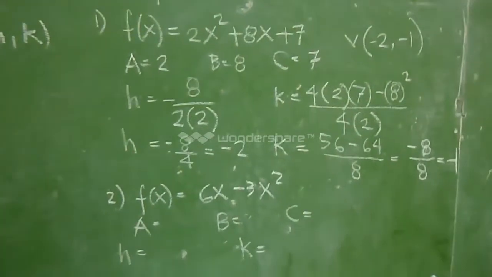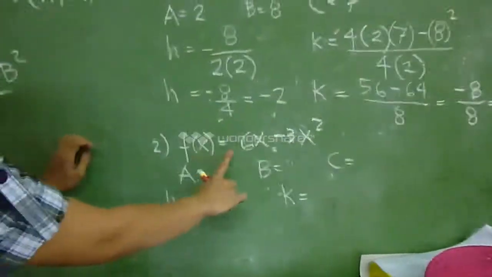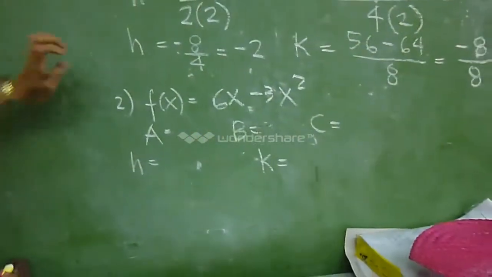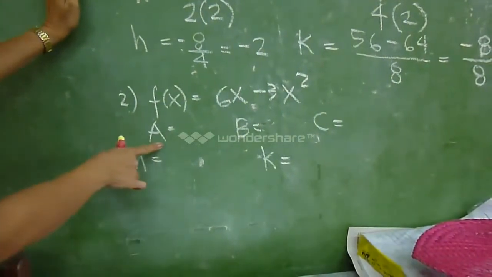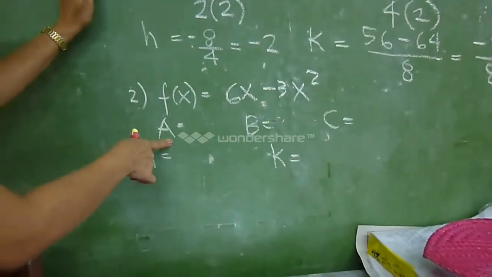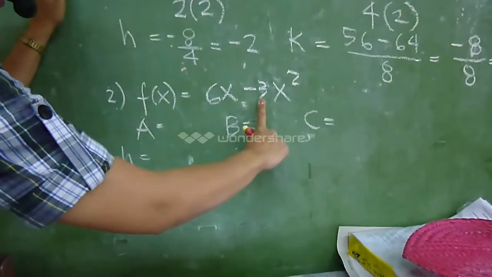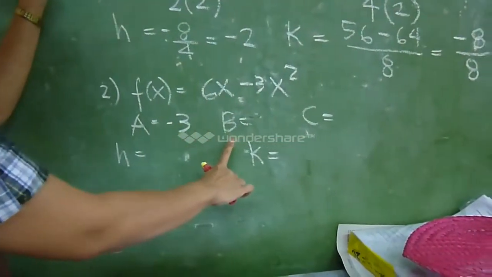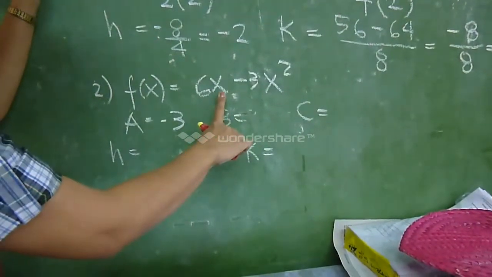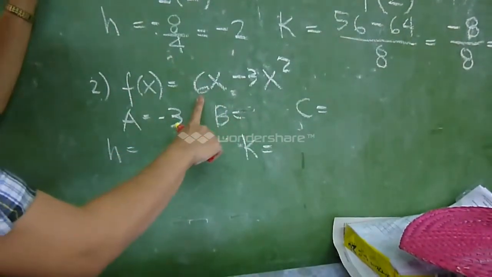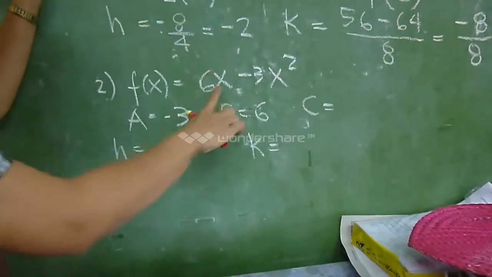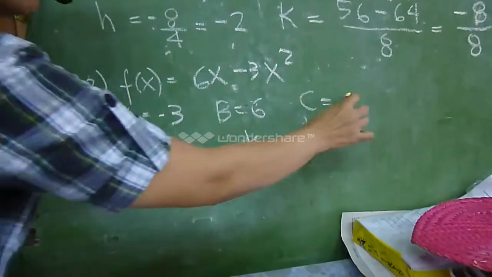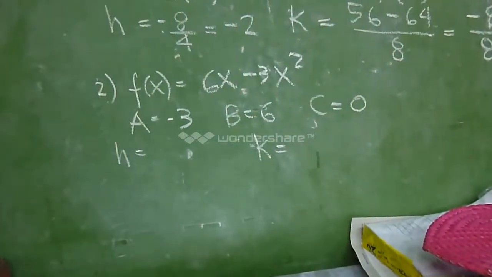For number 2, we have f of x equals 6x minus 3x squared. So identify muna natin yung a. Remember, ang a natin is the numerical coefficient of x squared. So therefore, ang a natin is negative 3. Ang b natin is the numerical coefficient of x. Yan yung katabi ng x, which is 6. Since wala tayong nakikitang constant, then we can say that our constant is 0.